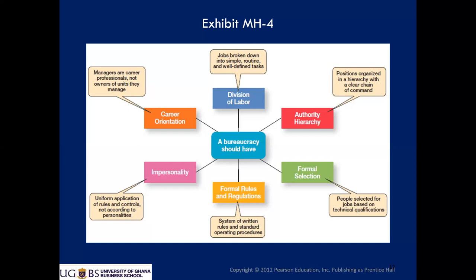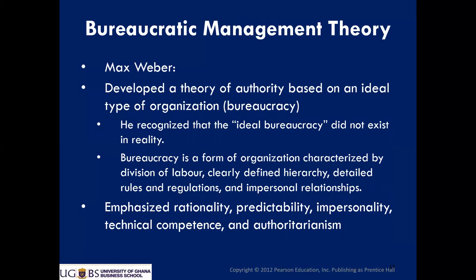Then impersonality. Okay, so uniform application of rules and controls. Here we are talking about equity, we are talking about fairness, procedural justice. Then there is also career orientation. So all these are very important in a bureaucratic system. So we're talking about bureaucratic management theory and the work of Max Weber. The work of Max Weber is also very fundamental. This theory that was developed emphasizes authority based on an ideal type of organization. So here we are talking about ideal. What is ideal? An ideal type of organization is an organization that has a bureaucratic way of doing things. Okay, so it emphasizes bureaucracy.